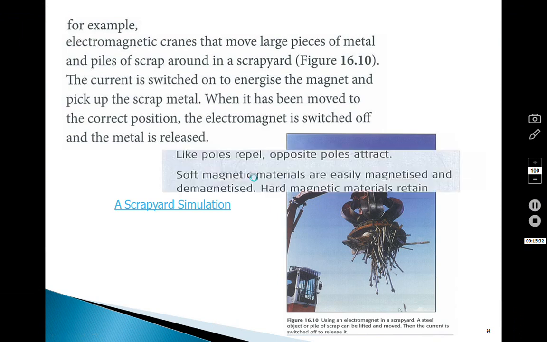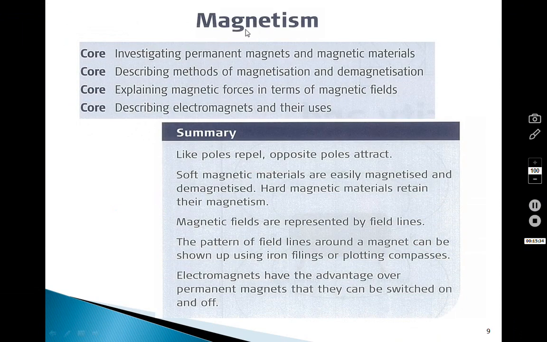Okay, so the topic of magnetism, we have already covered. Number 1, investigating permanent magnets and magnetic materials. Number 2, describing methods for magnetization and demagnetization. Number 3, explaining magnetic forces in terms of magnetic field. And number 4, describing electromagnets and their uses, as we said in the last video.